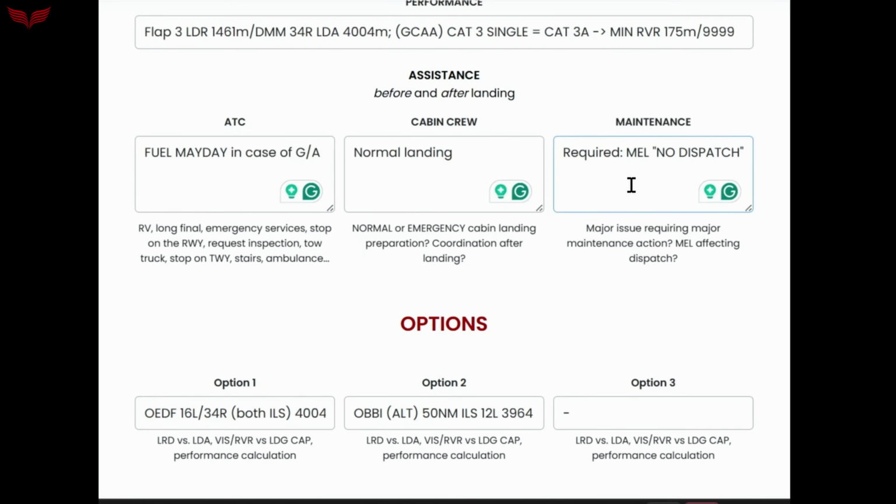Assistance. ATC. They need to know that in case of go around, we declare a fuel mayday. Other than that, it's normal landing and we taxi to the gate. Cabin crew, normal landing, no need to alert them. Maintenance is required as we are no dispatch after landing.